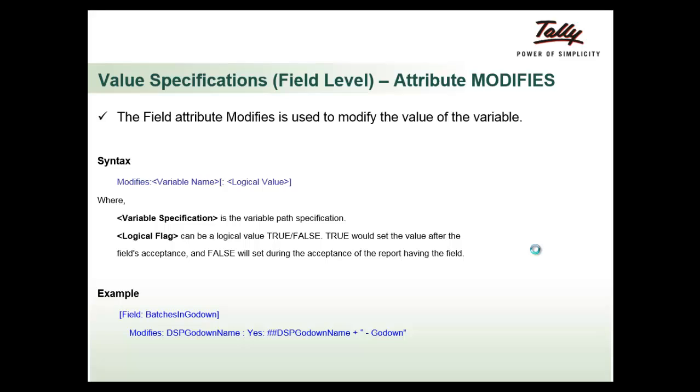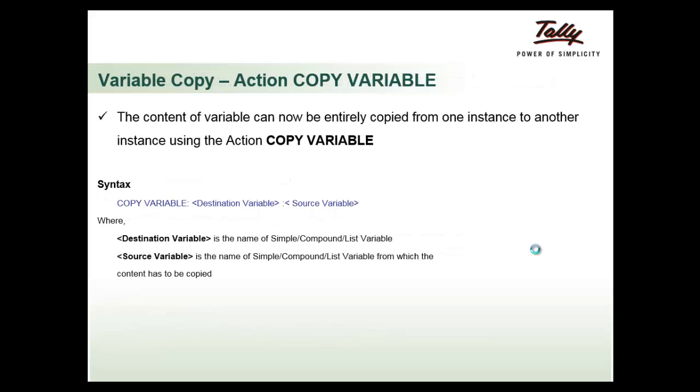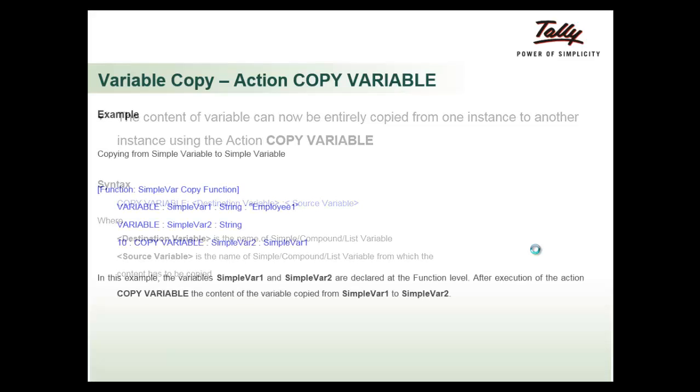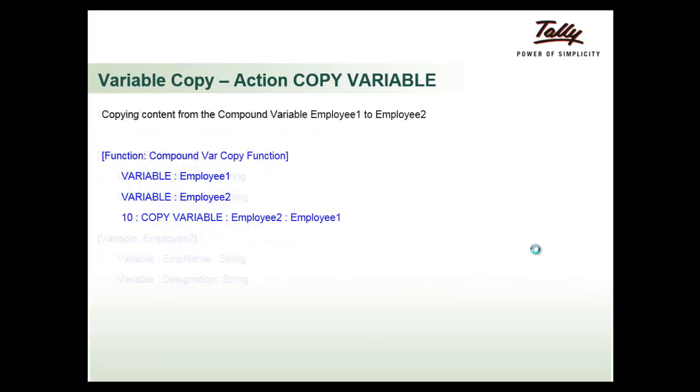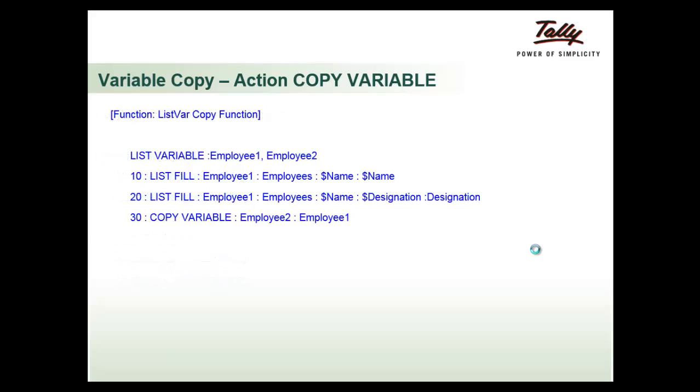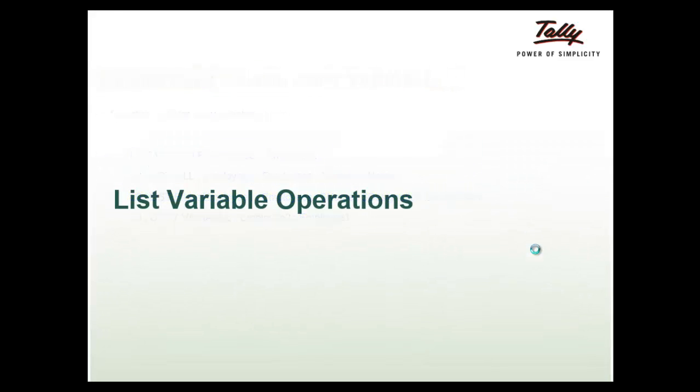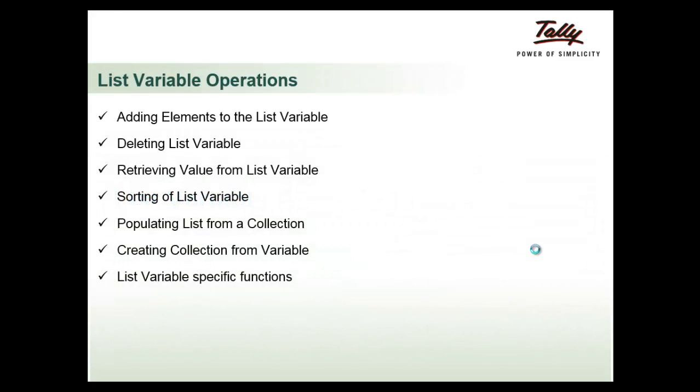Then we saw the attribute modifies, with the help of which we can modify the value of the variable to the value specified at the field. And then we saw the action copy variable, with the help of which you can copy the value of the variable from one variable to another. Next we saw the list variable actions.